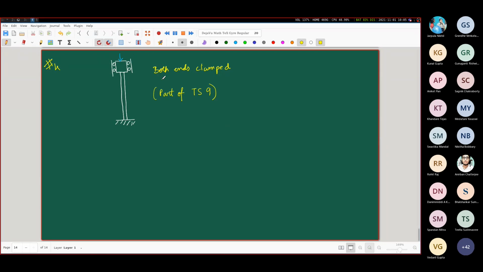this particular case where the column is clamped at both the ends, I have now made this part of tutorial sheet number 9. In fact, this is the question number 10. Okay, and I have guided you in that problem statement how to go about doing it. In case there is any issue, I'll just provide you the solution. Okay, it's not that difficult. Let me just discuss the actual theoretical part.